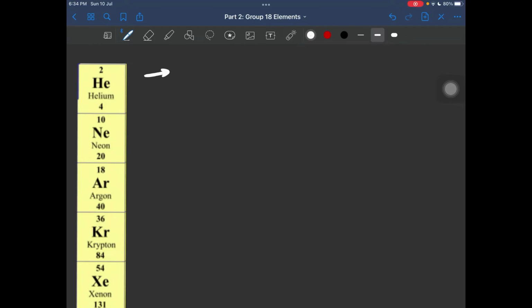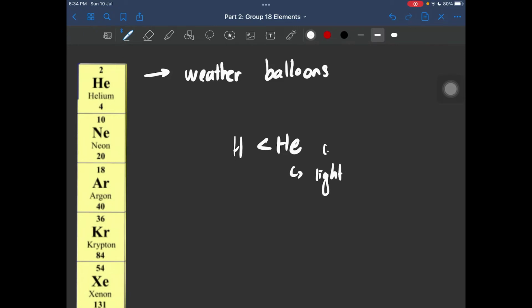Helium is used to make weather balloons. We often see those. The reason that helium is used for weather balloons is because it is light. But of course, you can argue that hydrogen should be lighter than helium, right? Hydrogen is definitely lighter than helium. But why is helium used instead of hydrogen in weather balloons? The reason is helium, even though it's less light, is inert. It is unreactive.